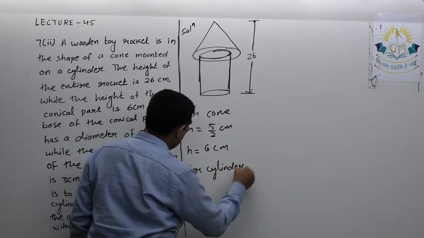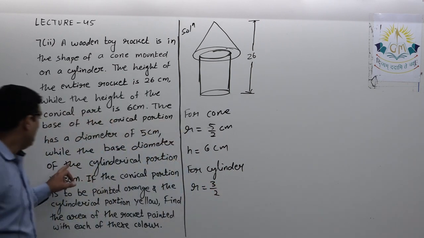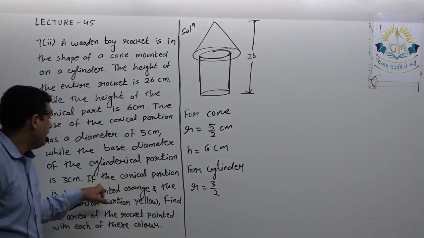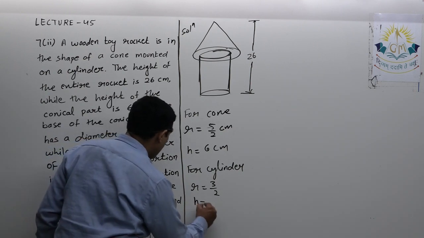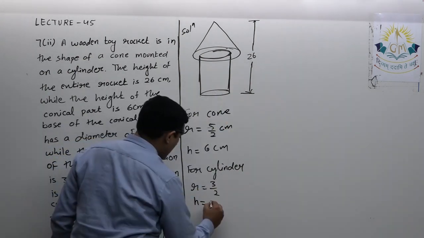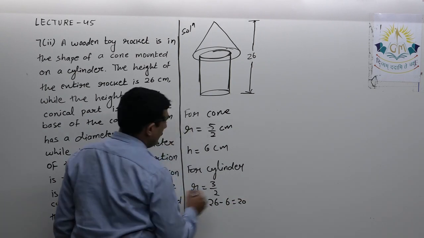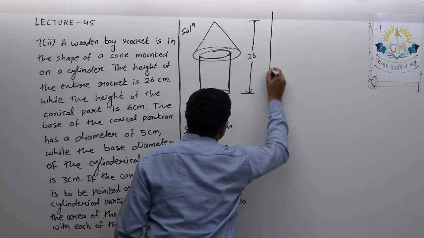Now for the cylinder, radius is equal to 3 by 2, as the base diameter of the cylindrical portion is 3 centimeter. And the height of the cylinder we will find as total minus this, that means 26 minus 6, that is 20 centimeter. So here we got all the dimensions that we need.